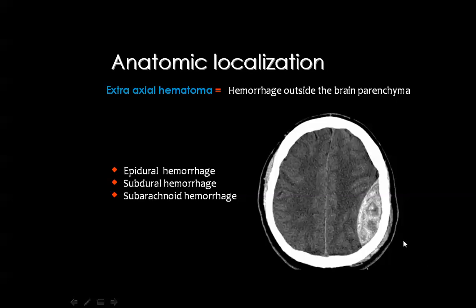But if you see a hematoma which is adherent to the calvarial bones, the inner table of the calvarium, and this hematoma is running parallel to the calvarial bones, then you think that this hemorrhage is not inside the brain parenchyma, it should be outside the brain parenchyma. And outside the brain parenchyma, we have 3 spaces: the epidural space, the subdural space, and the subarachnoid space. The subarachnoid space, we finished with it.